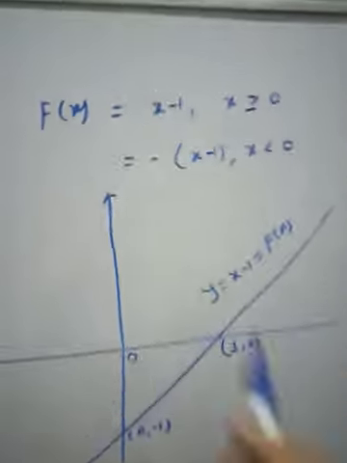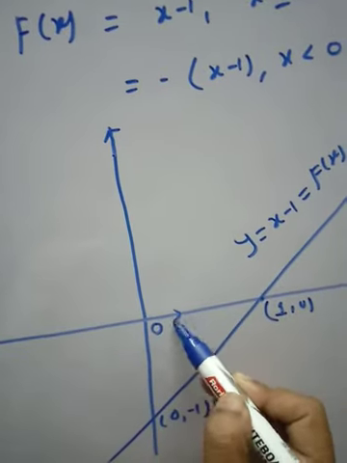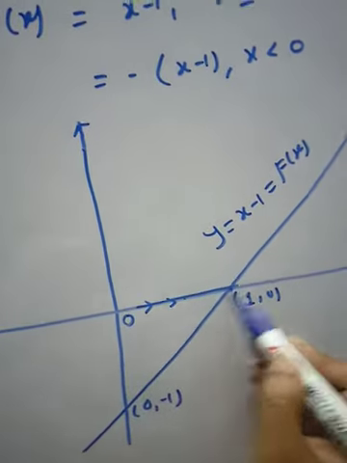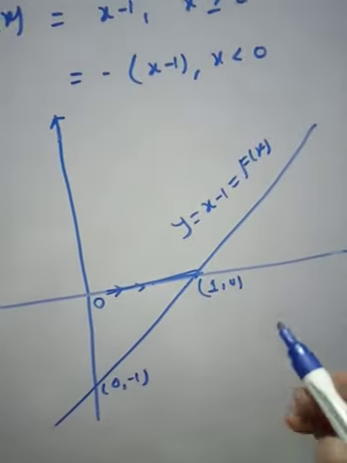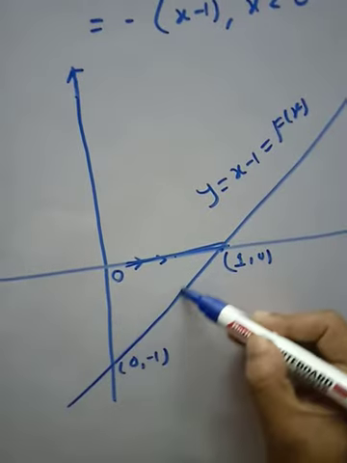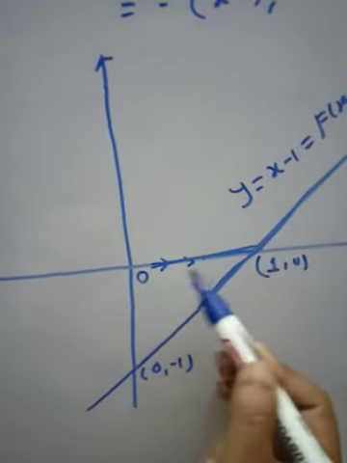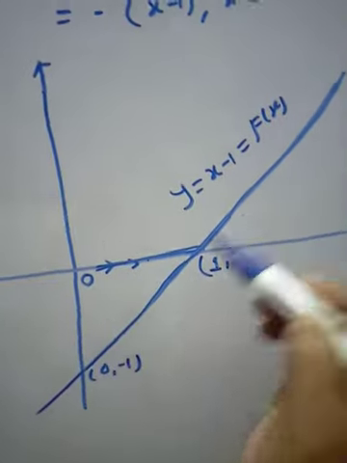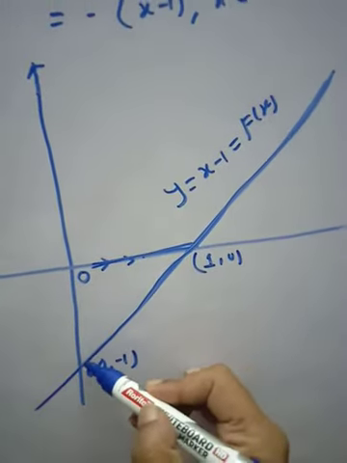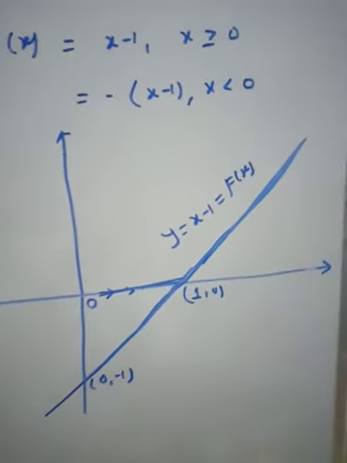Now the condition is saying we take this graph when x is greater than or equal to 0. So here is 0, and greater than means after this, to the right of 0. That means this whole part will come, since x equal to 0 is included here.